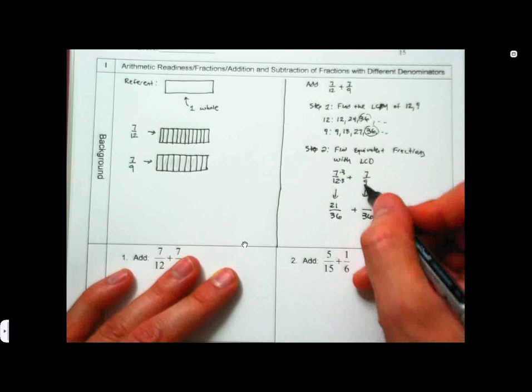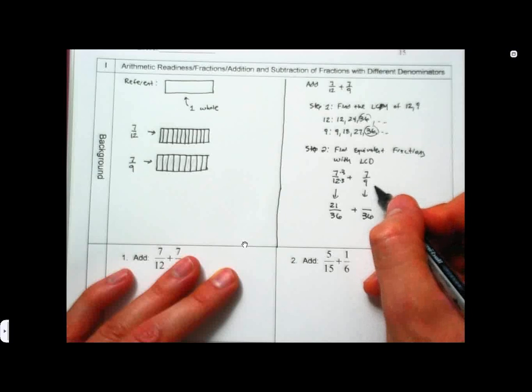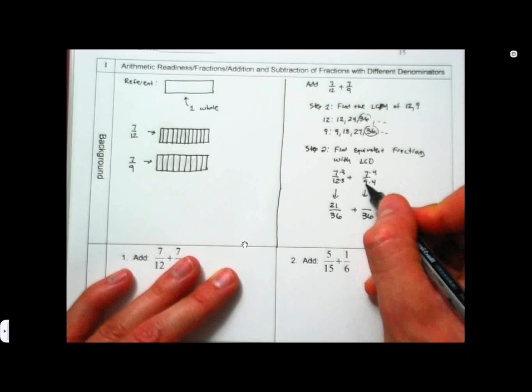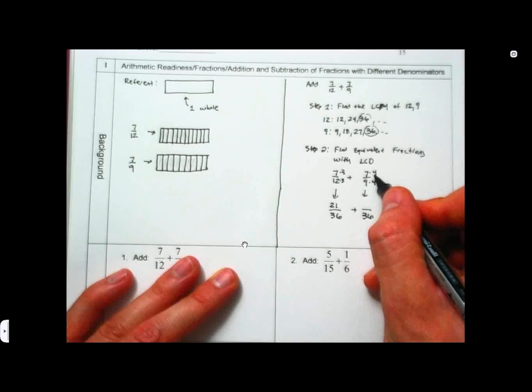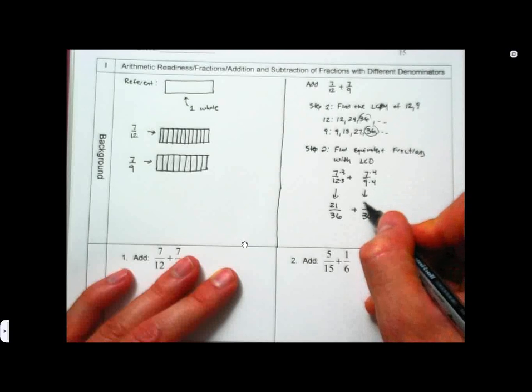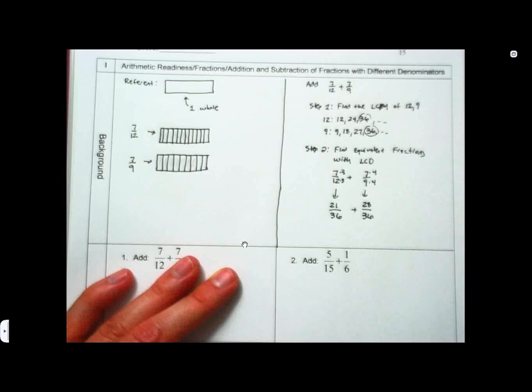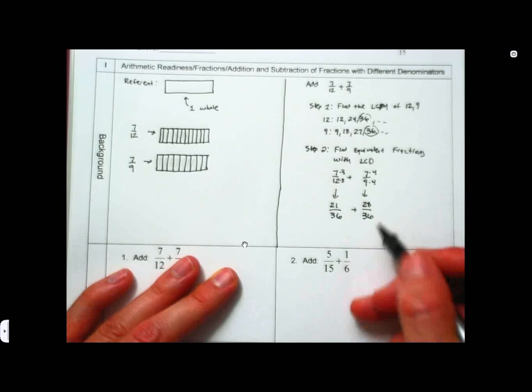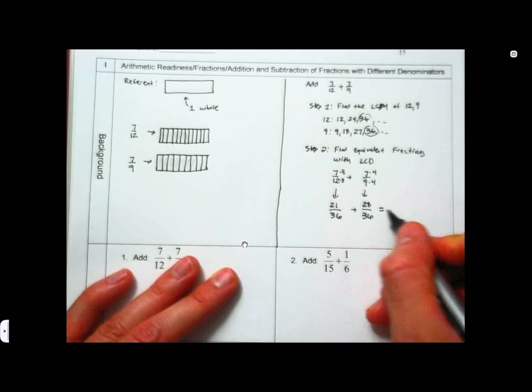Over here, I'm going to multiply top and bottom by 4 because 9 times 4 gives me 36, and if I do whatever I do to the bottom, I have to do to the top, so I don't change the value of the fraction. 7 times 4 is 28. And now I'm just doing exactly what I did in the last video, which was topic 14. So now all I'm going to do is add these two together.